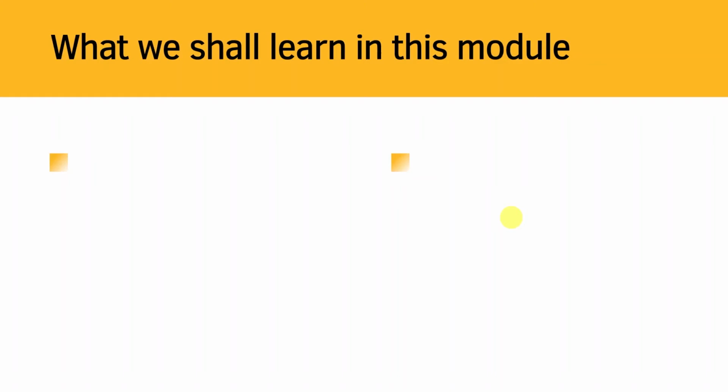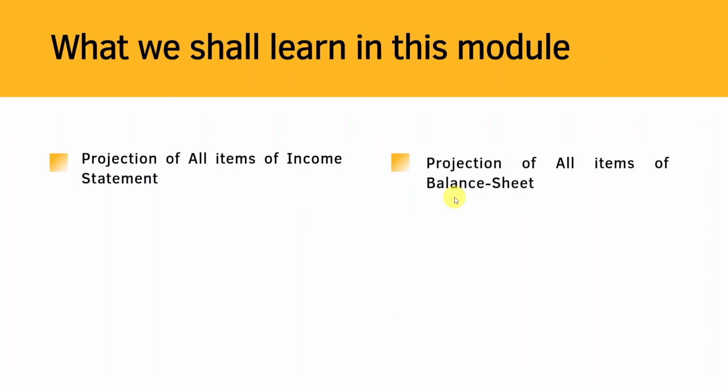In this module, we shall learn about projection of all the items of the income statement. These items will include sales, cost of goods sold, financing charges, our profit before tax, dividends, and all other things. Along with that, we shall also do a projection of all items of the balance sheet, which shall include the current assets, current liabilities, our shareholders' fund, long-term liabilities, and all the other items inside the balance sheet. These projections shall be done for all the 5 years starting from the year 2021, 22, 23, 24, and 25.